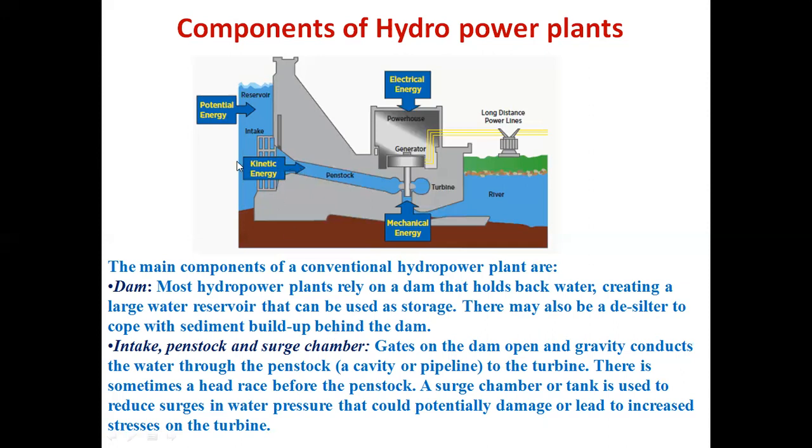In order to supply water from a dam to the turbine rotor blade, we have to use intake, penstock, and surge chamber. Gates in the dam open and gravity conducts the water through the penstock to the turbine. There is sometimes a head race before the penstock. A surge chamber or tank is used to reduce surges in water pressure that could potentially damage or lead to increased stresses on the turbine.